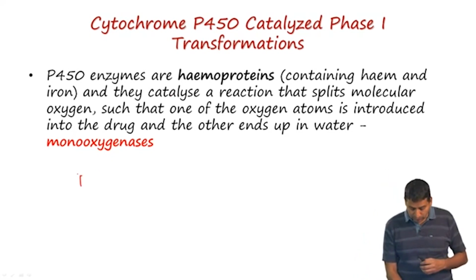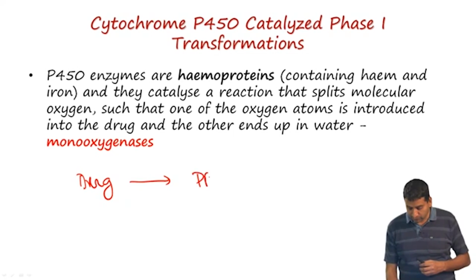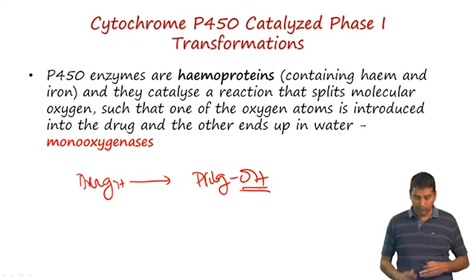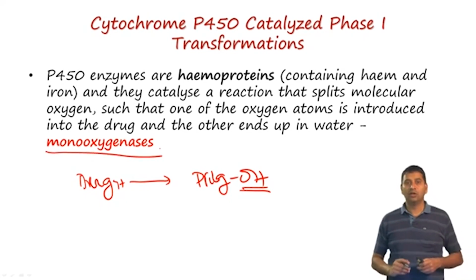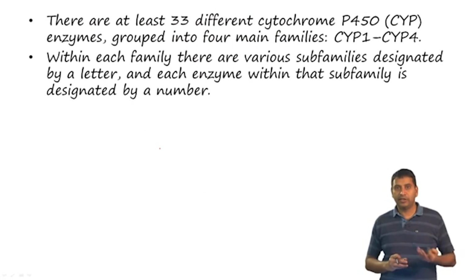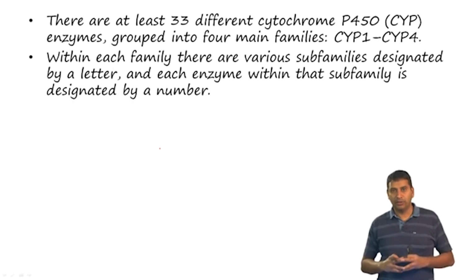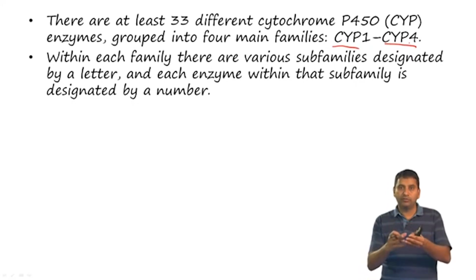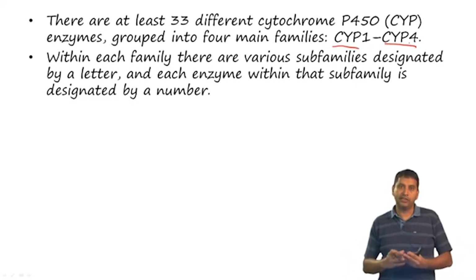So, the drug starts out as drug H and it ends up as drug OH. So, this is the OH that is added, and so these enzymes are known as monooxygenases. Okay. So, there are 33 different types of cytochrome P450 and they are classified into 4 families, that is CYP1 all the way to CYP4, and each of these families is again further divided and designated by letter.